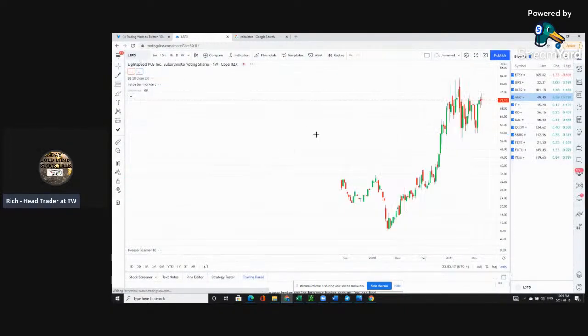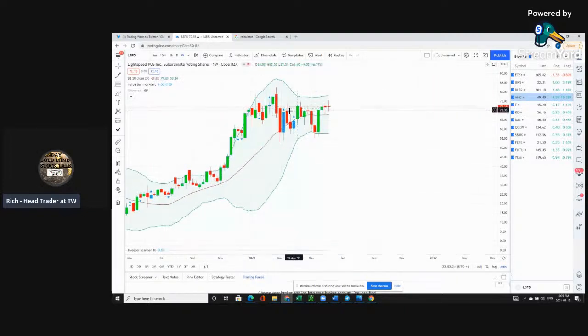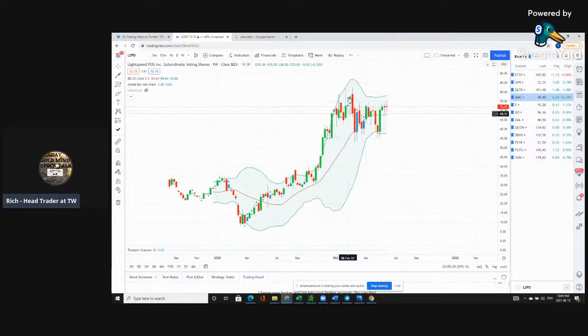LSPD, Lightspeed. Look at this beautiful inside bar back here. This one was a nice winner. This one was a loser. This one's been consolidating for a while, so we're in the box here. Once we break through, if we break through all-time highs, it probably will be a big squeeze because we've been consolidating. Anytime we consolidate for a long time, we're looking for a potential big breakout.